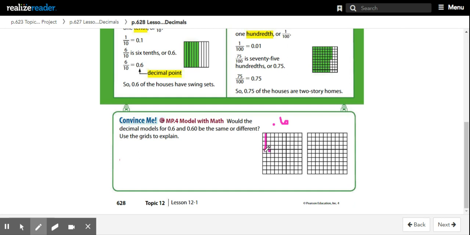So I'm looking at the tenths. I'm going to color this whole bar. 1, 2, 3, 4, 5, and 6.